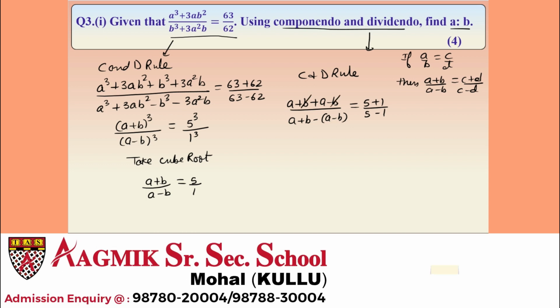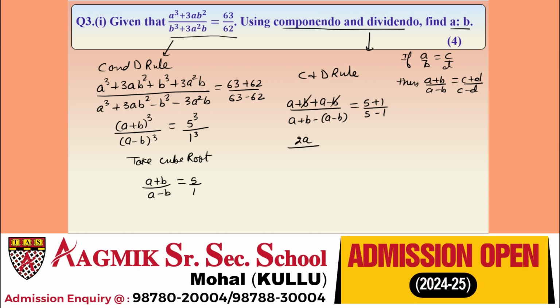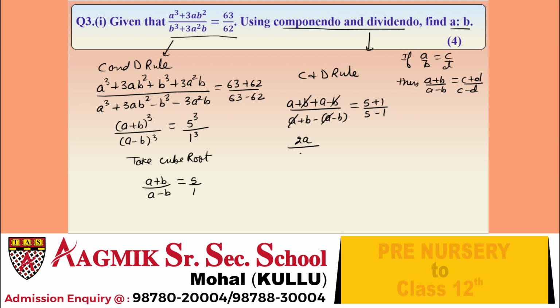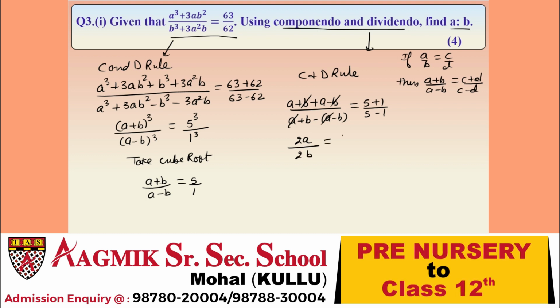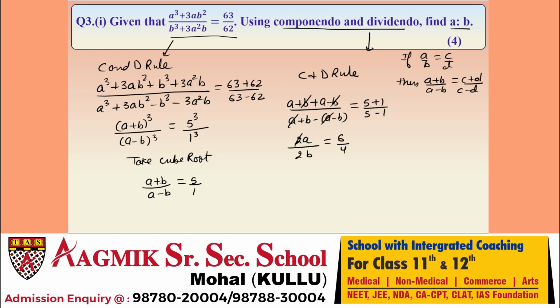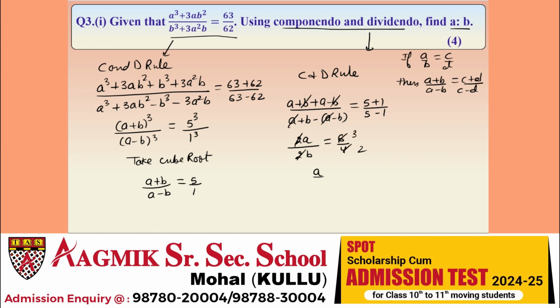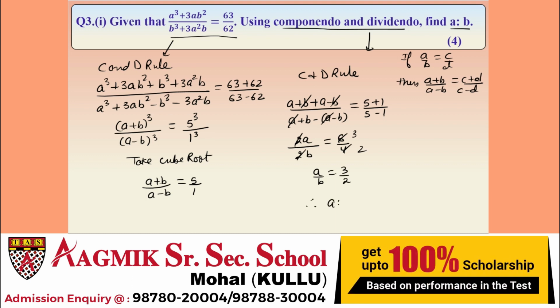b gets cancelled, we get 2a. In the denominator, a will get cancelled, b plus b will be 2b. This is equal to 6 over 4. So 2 gets cancelled, 2 is a factor. So we get a upon b to be equal to 3 over 2. Therefore your ratio a is to b will be 3 is to 2.